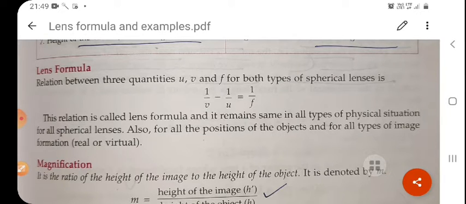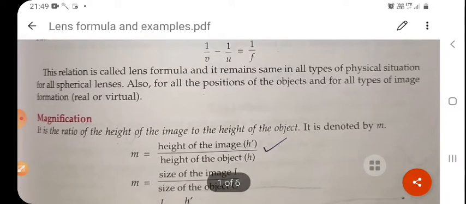Okay, this relation is called lens formula and it remains the same in all types of physical situations for spherical lenses. Okay, and for all types of images, real or virtual.